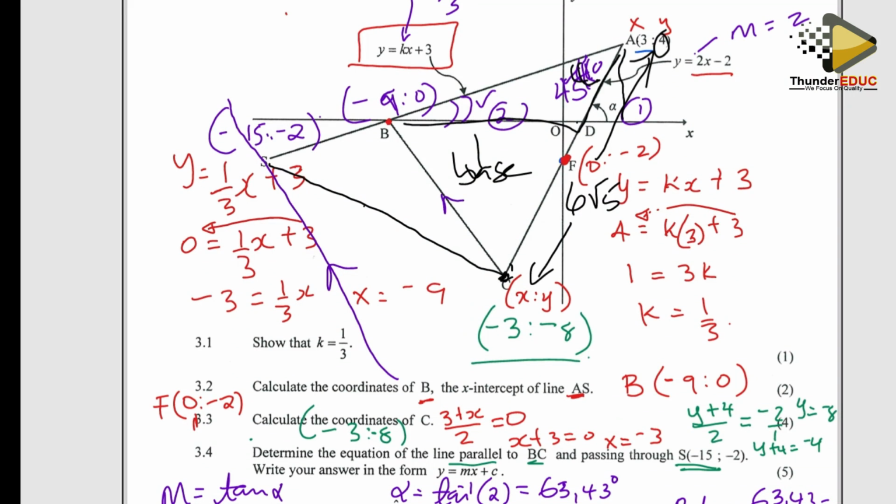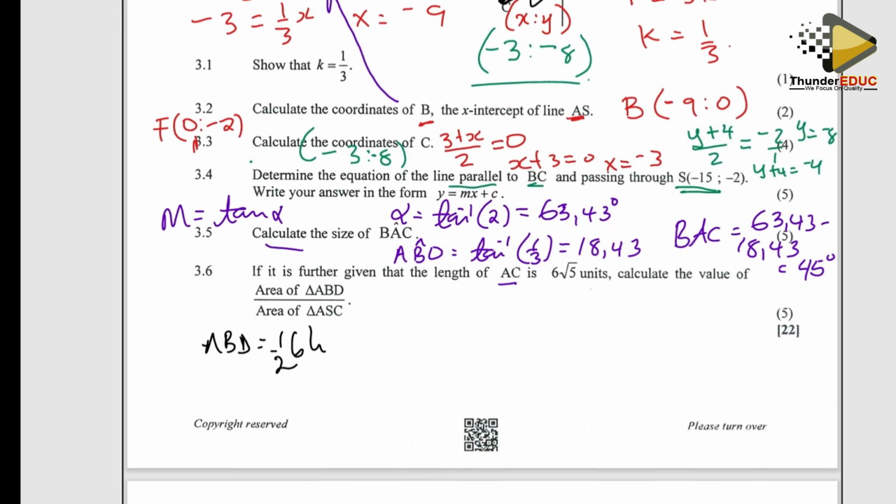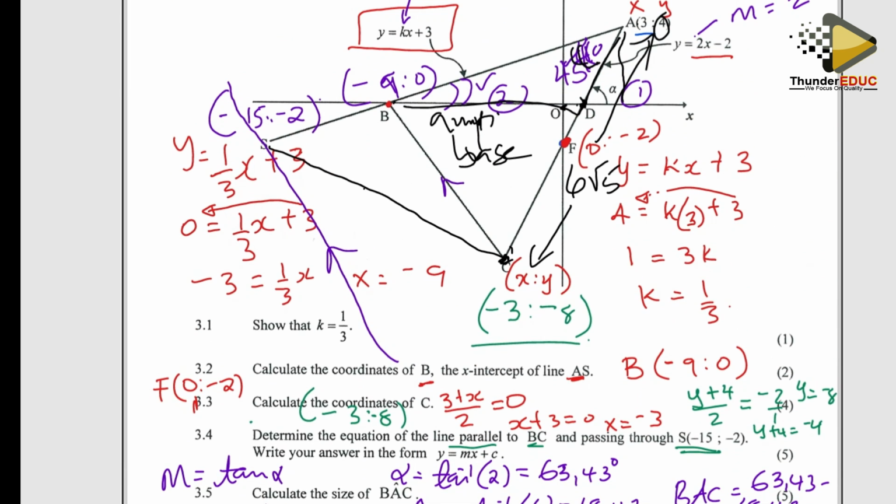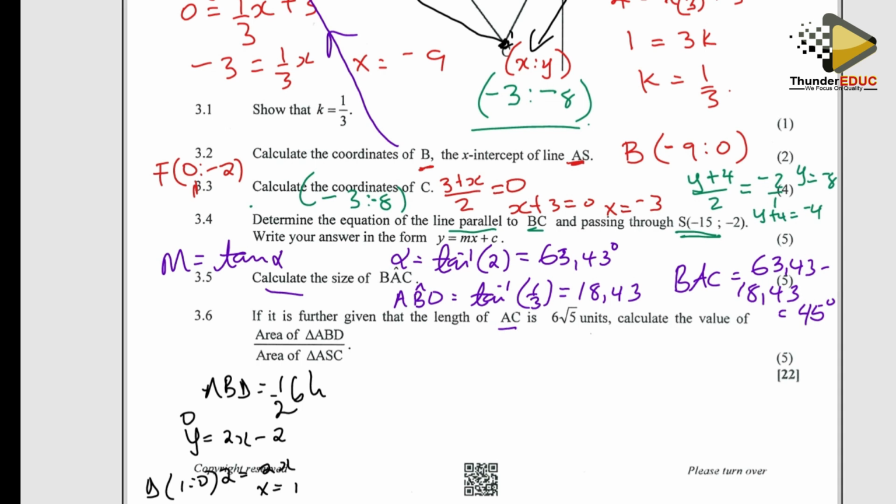Okay, so our base is from the origin up to point B. Those are 9 units. But then what are the coordinates of D? If y is 0, let me just use that equation. Y is equal to 2x minus 2. If y is a 0, move the 2 that side, I have 2x, which means x is a 1. So the coordinates of D are 1 and 0, which means the distance BD is a 10.